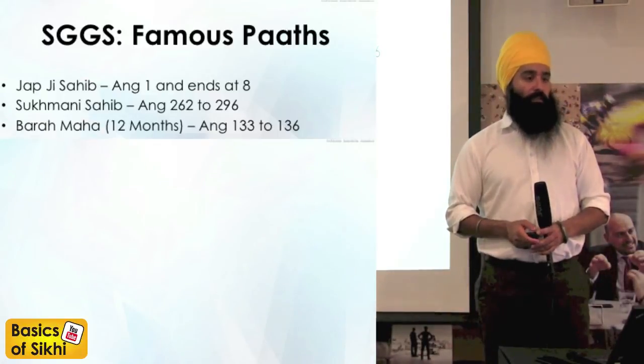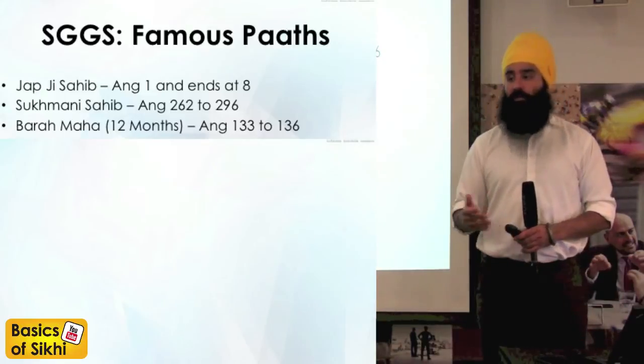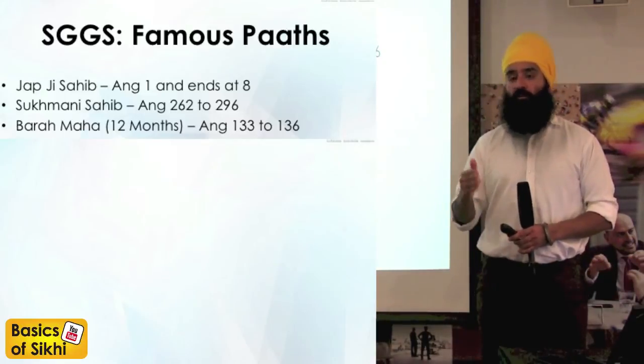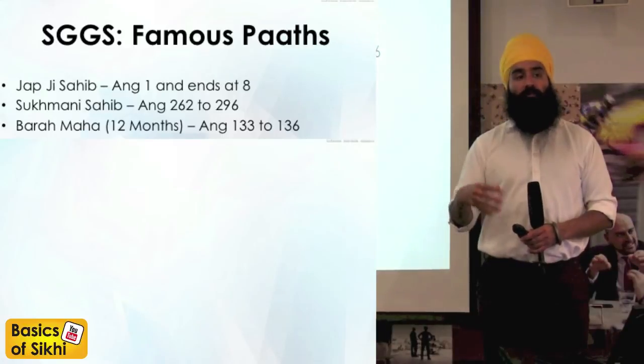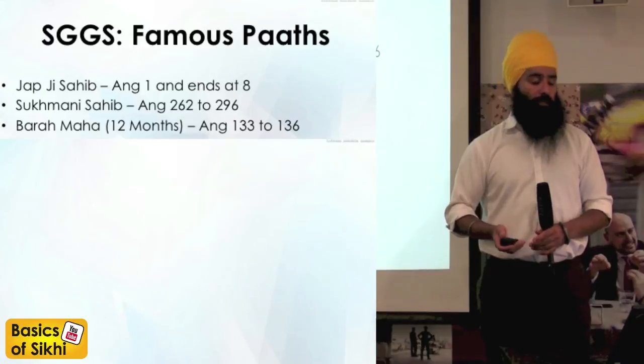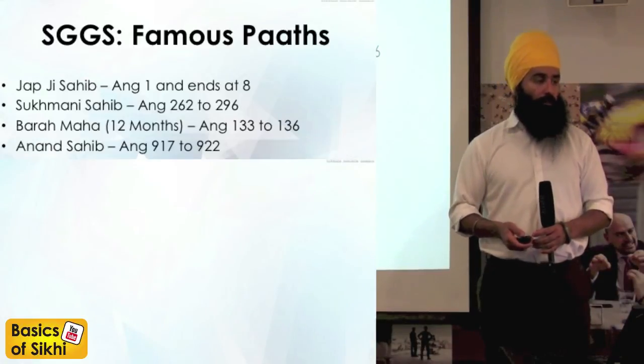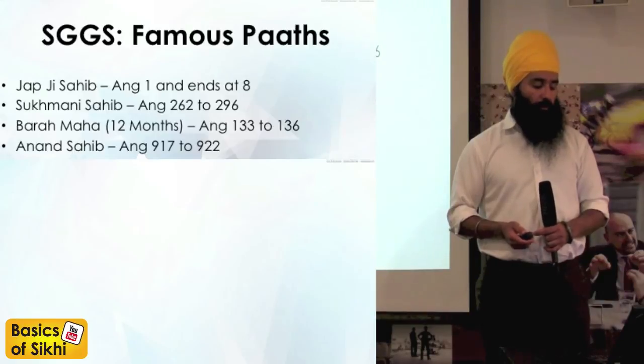Bara Maha, this is the one they read out for every month. Bara Maha just means 12 months. It's a special part for every season or every month. And that's what they do at Sangrand. You'll see people read that out. That's at 133 to 136. Anand Sahib, which is read in the morning, 917 to 922.